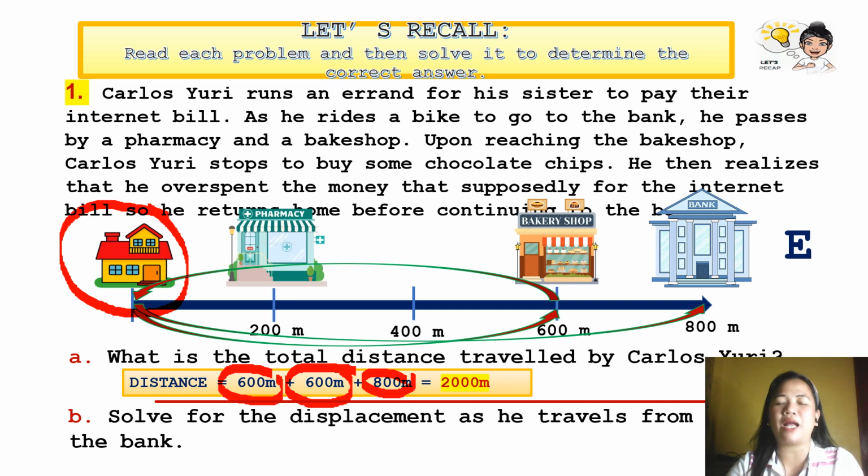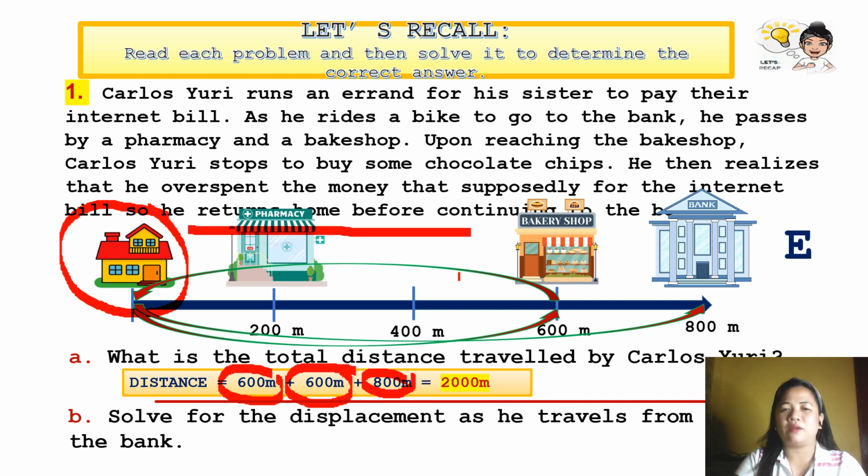Sabi natin noong nakaraan, in one dimension, isang diretsyo. Kapag nag-travel ang object ng diretsyo, isa lang, single path, one-dimensional path, ibig sabihin, equal ang distance and displacement. For example, if this is Carlos Yuri, travel siya from house going to the bakery.